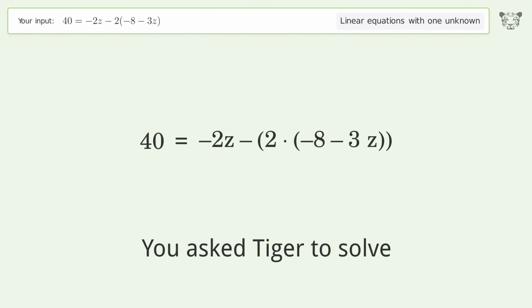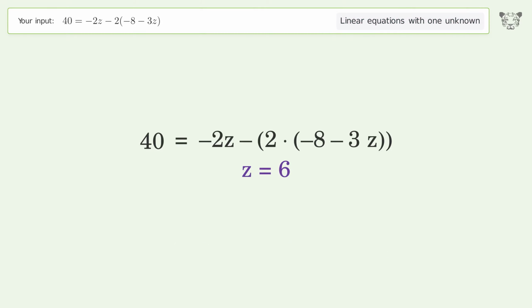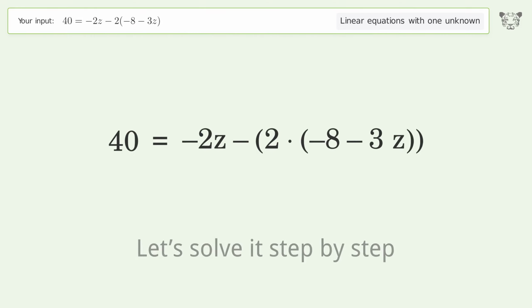You ask Tiger to solve this. It deals with linear equations with one unknown. The final result is z equals 6. Let's solve it step by step.